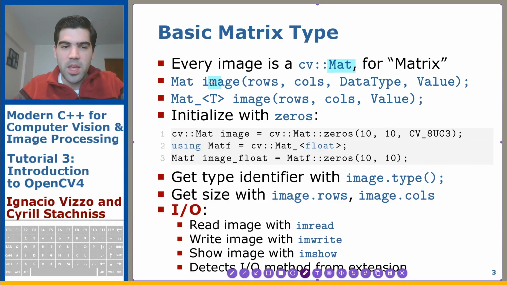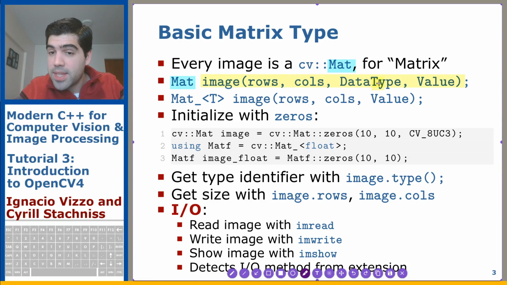So if you want to create a new cv::Mat, for example, this is one of the constructors you can use. In this case, you will need to specify the number of rows, the number of columns, the data type, and then values. And then also you can use this templated type, where instead of providing the type in the argument whenever you create the image, you provide it here. So it's basically the same, right?